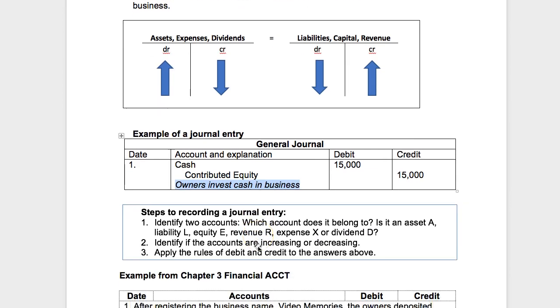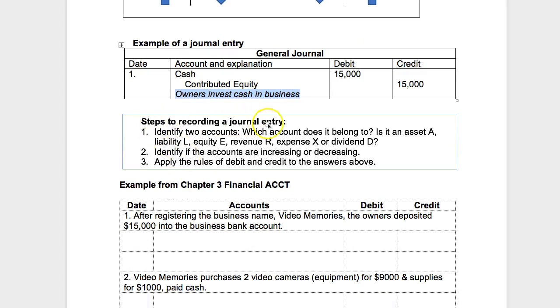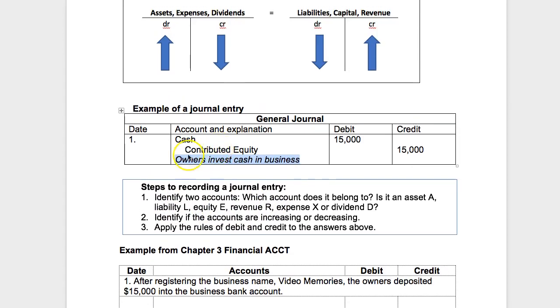So I like to think about recording journal entries with these steps. The first thing, when you read the question, is to think about what are the two accounts that you can identify in the question. And once you know that, is that an asset or a liability? Is it equity, revenue, expense, or dividends? So for every question you should know the two accounts, and each should belong to one of these.